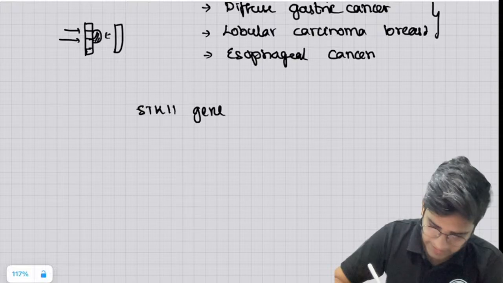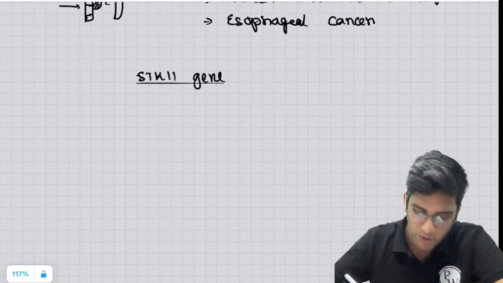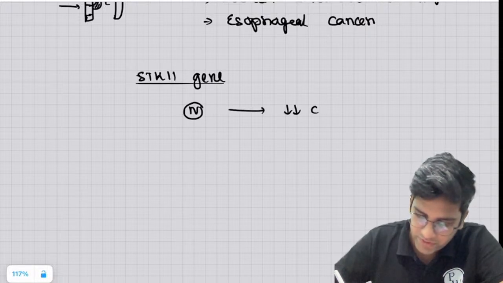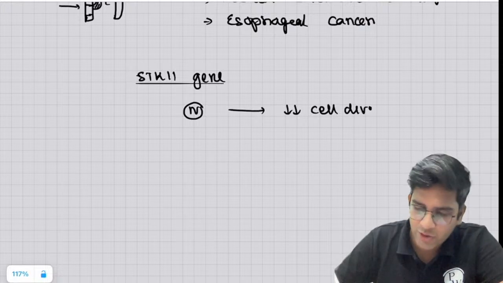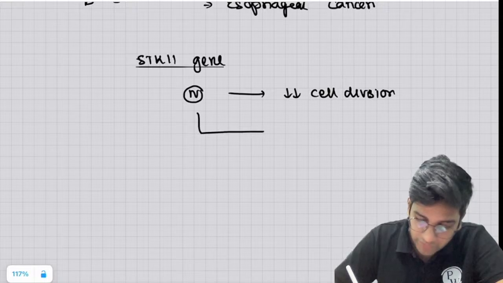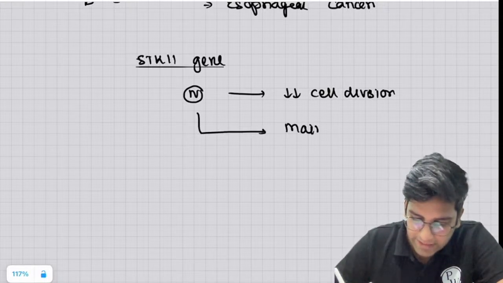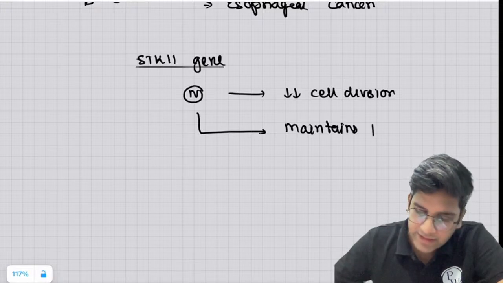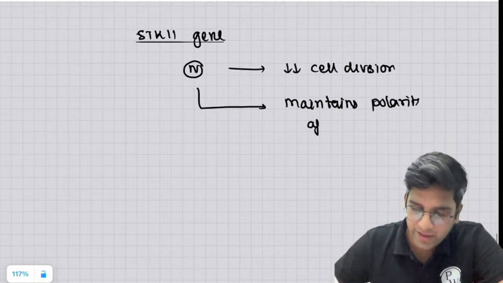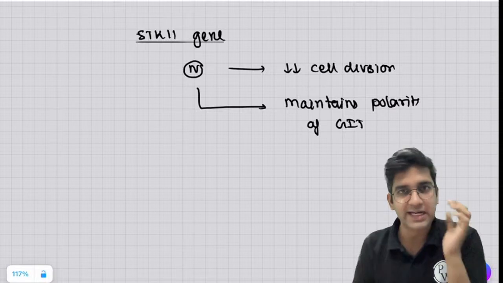STK11 gene has two functions, not exactly like CDH, different two functions. The first function of normal STK11 is to suppress cell division. Obviously, it's a tumor suppressor gene, so it will definitely suppress cell division. The second function of STK11 is to maintain polarity, specifically of the GIT, but in general of most tissues. I'll tell you what exactly polarity means.